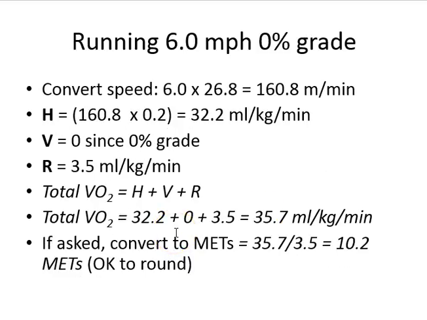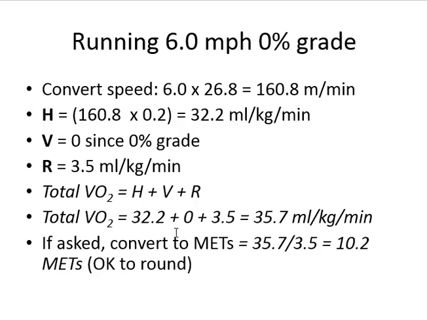So let's look at running 6 miles an hour. Someone who's running at a pretty good pace, so 6 miles an hour times 26.8, about 160.8 meters per minute. 0.2 is your constant, 32 milliliters per kilogram per minute. So you're already at 32 milliliters per kilogram per minute.